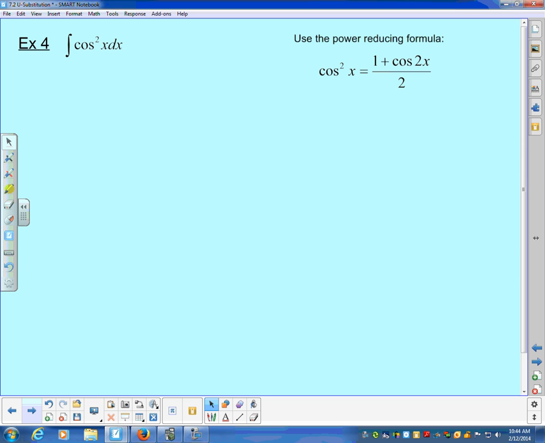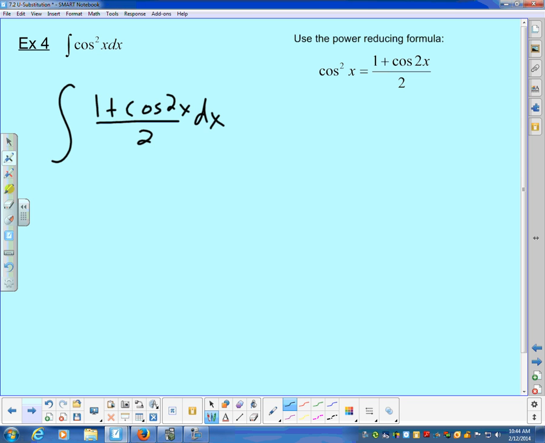So, power reducing. I'm going to rewrite this as the integral of (1 plus cosine of 2x) over 2 dx. And then hang on tightly here. Here we go with some algebraic rewrites. We do not do this, not yet. We're getting there though. We're going to have to do a little bit of a u substitution.